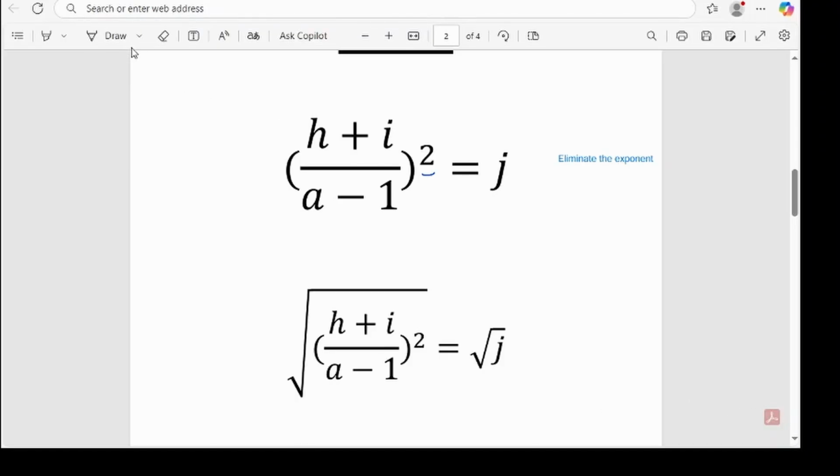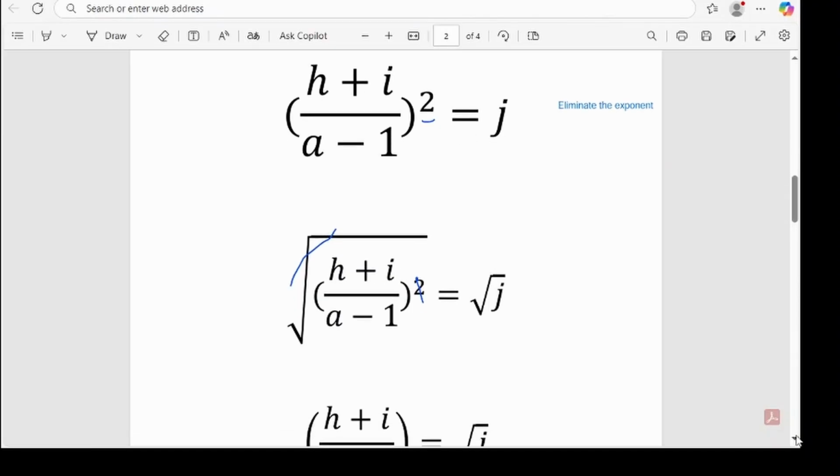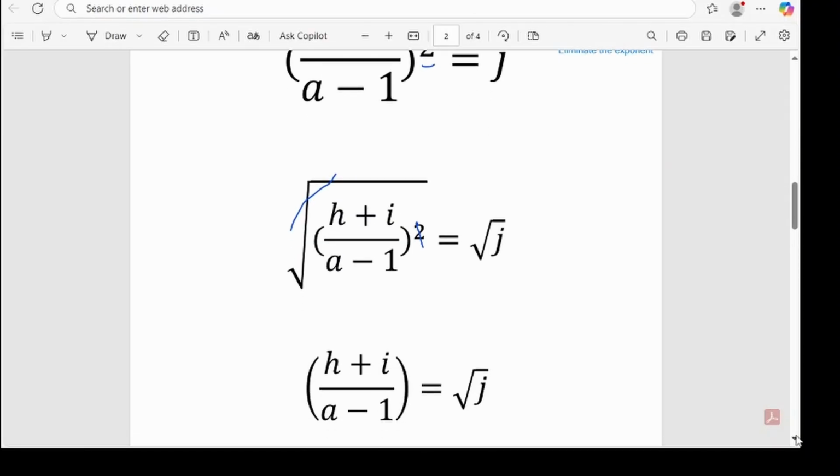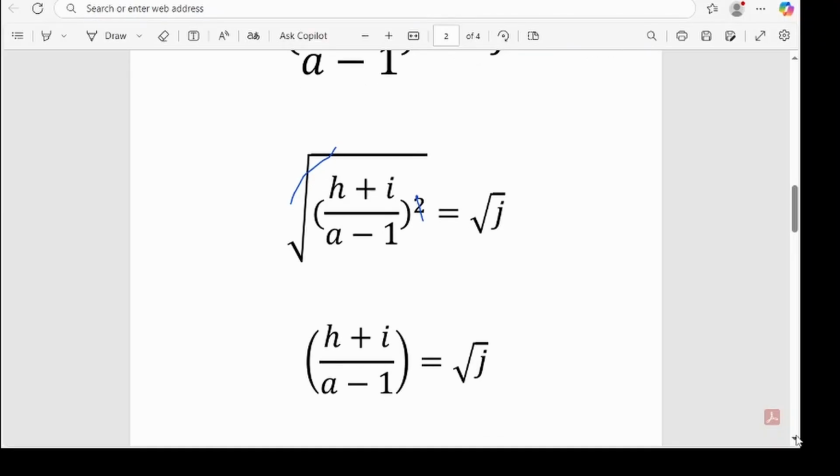The square root would cancel out this 2, for the equation to stand on its own. So we are going to have (h + i)/(h - 1) equals the square root of j.